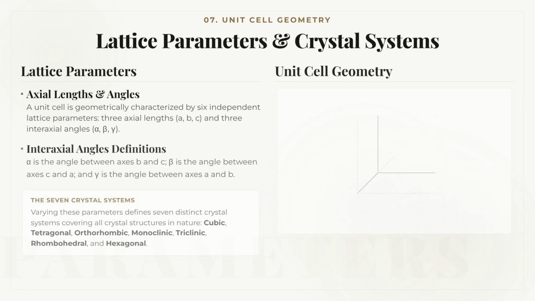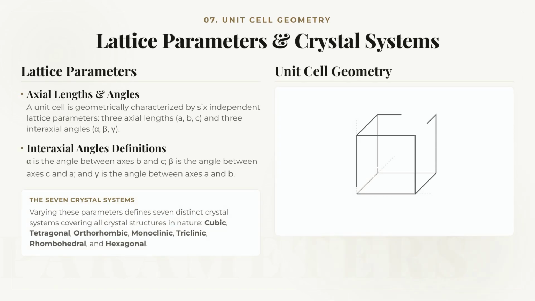Any unit cell is completely defined by 6 lattice parameters. These are the 3 edge lengths, a0, b0, and c0, and the 3 interaxial angles, alpha, beta, and gamma. Alpha is the angle between b and c, beta is the angle between a and c, and gamma is the angle between a and b.